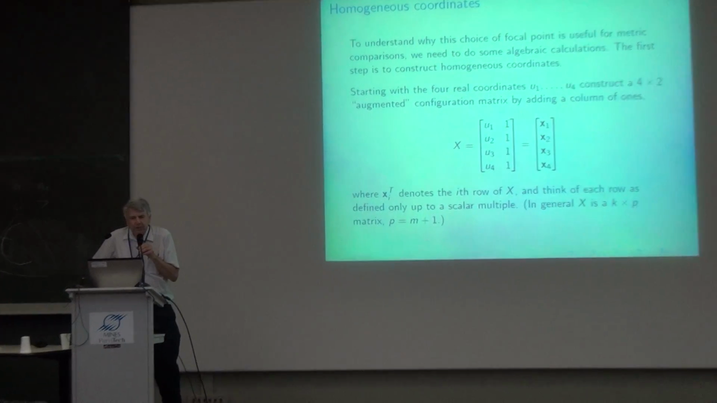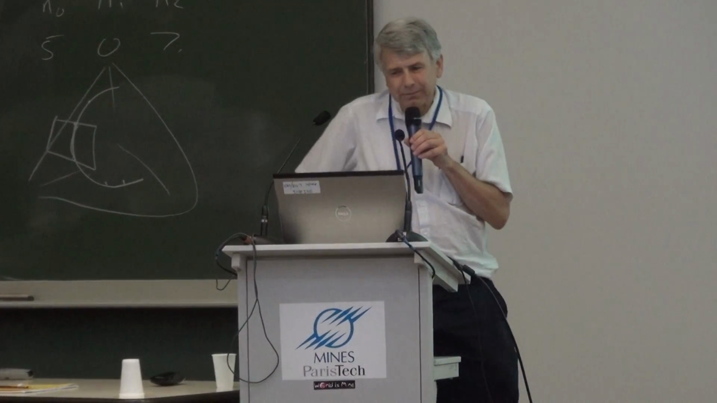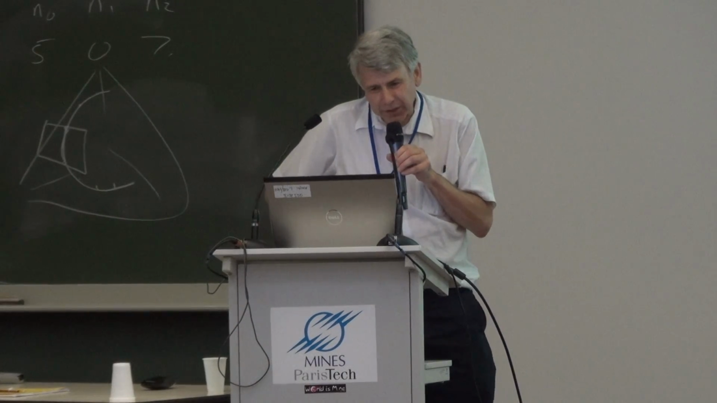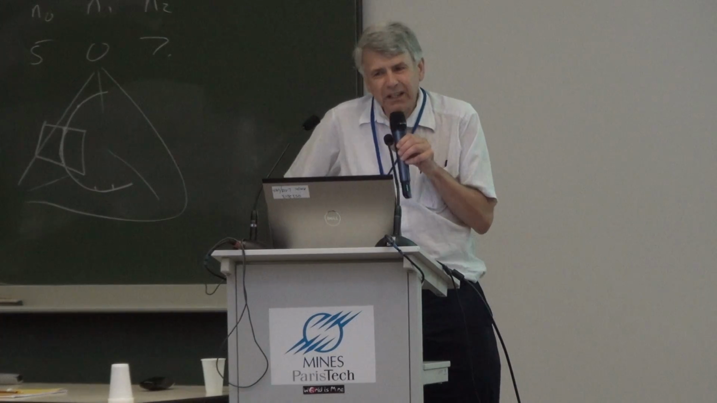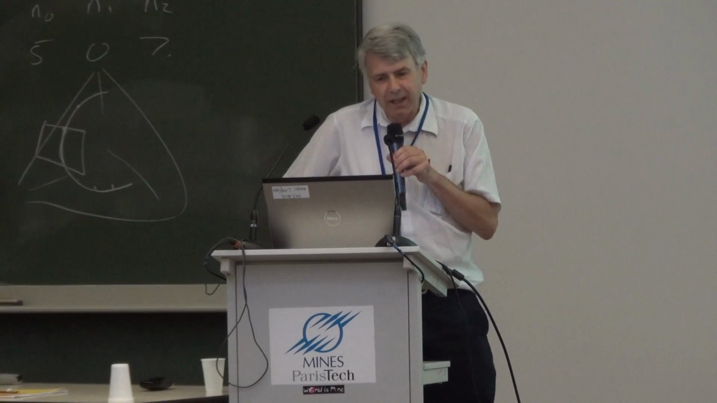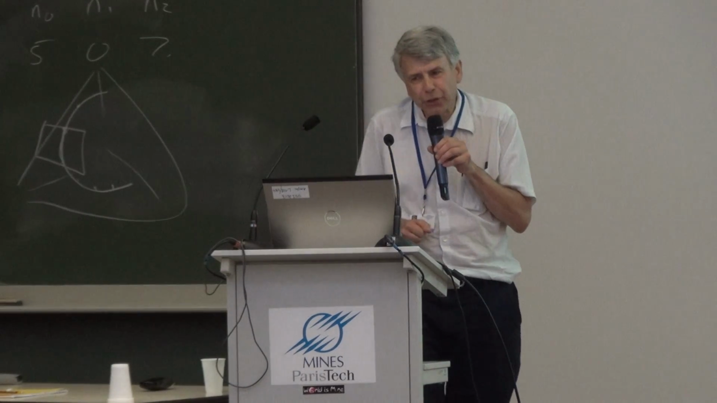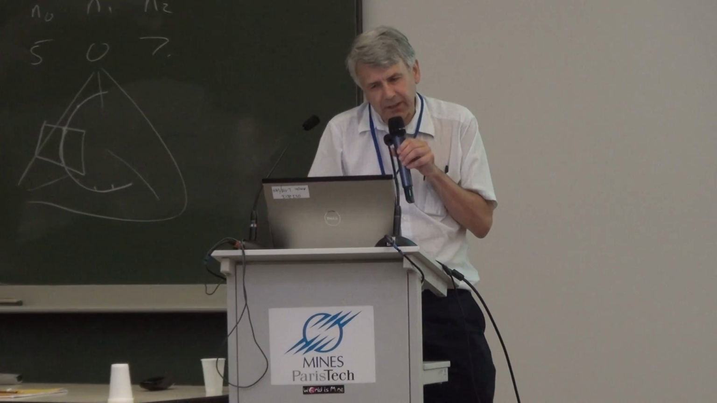Why is this choice of focal point useful for metric comparisons? Well, now I'm going to do what I call algebraic calculations to show you what's going on. When you do projective geometry, it's much easier to work in homogeneous coordinates than the original Euclidean coordinates. So if my 4 points on the line are labeled U1 out to U4, I'm going to represent this information as a 4x2 matrix by adding a spare column of 1s. And I'm going to think of each row of this matrix as determined only up to an arbitrary multiplicative constant.